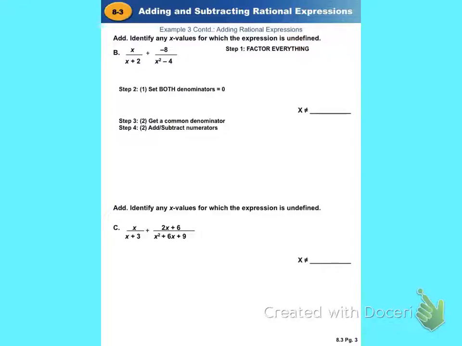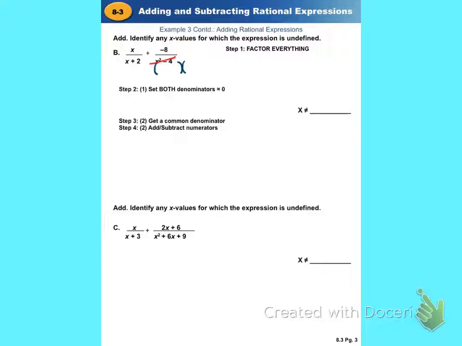All right, example B. First step 1, factor everything. We notice we have two fractions. They do not have a common denominator. I got to get them so they have a common denominator. And so to do that, I'm going to have to see what the factors are. So I'm going to go ahead and take this. The only thing it looks like I can factor at all is the x squared minus 4. That's a difference of squares.